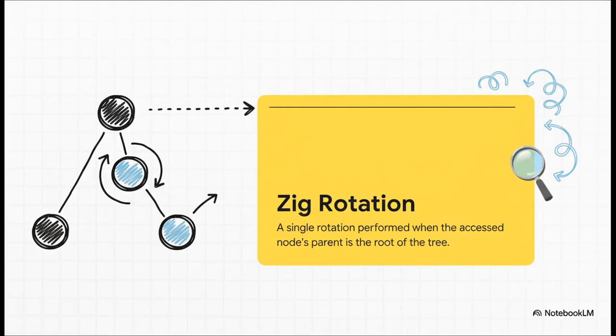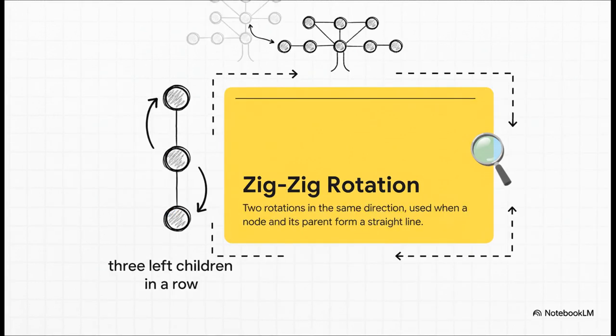All right, first up, we've got the zig. This is our simplest move by far. If the item we just grabbed is a direct child of the root, all we do is perform one single rotation. And that's it. The child becomes the new root. Super simple, super effective. Next is the zig-zig.